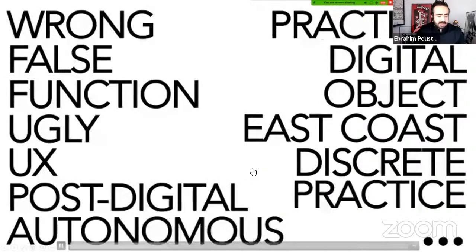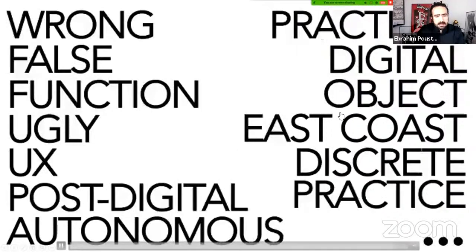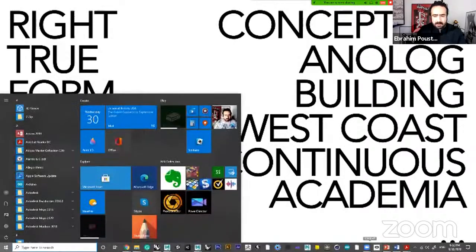Okay, so to start with, I would like to talk a little bit about some false binaries, or some of the binaries that are there, just to point them out.